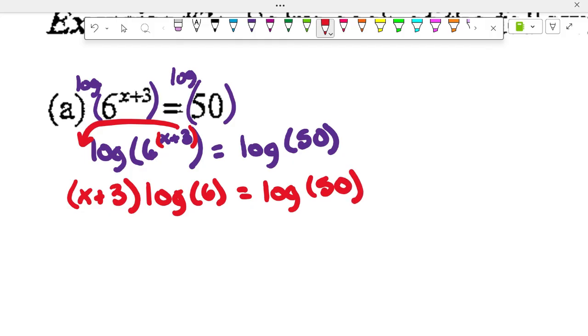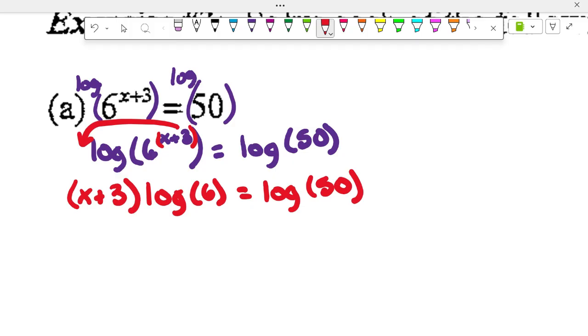Now, I want to get the logs on one side of the equation. All right, so I want to get both logs on the same side of the equation. So how can I break apart the x plus 3 from the log of 6? So I want the x plus 3 by itself. So how do I get rid of the log?